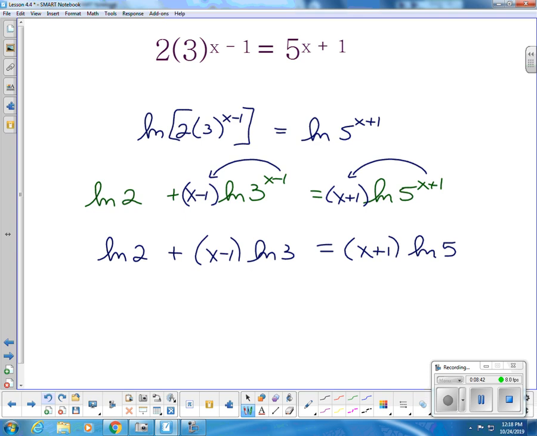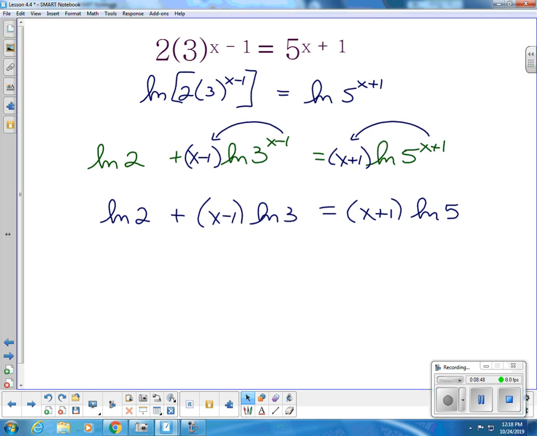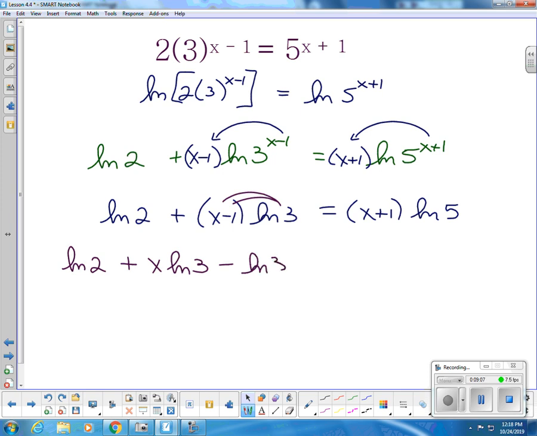This is a long, involved question, or not. So, we have to get this x out of the parentheses without solving, because we have 2 x's. So we're going to have to distribute. So we're going to have the natural log of 2 plus x times the natural log of 3 minus the natural log of 3 equals, and on this side, same thing.